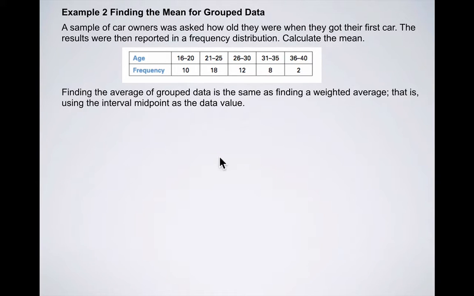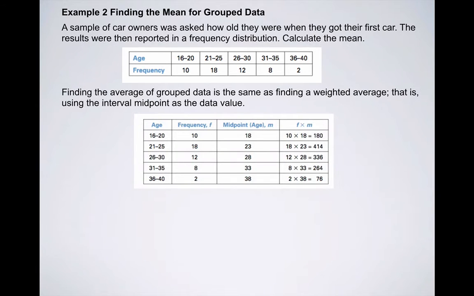Well, very similar to what we did before. It's the exact same concept as when we find the weighted average. And we're going to use now the midpoint of the interval as the data value. So for example, for 16 to 20, the midpoint here is going to be 18. So what we do is we take the frequency and times it by the midpoint of that age group.